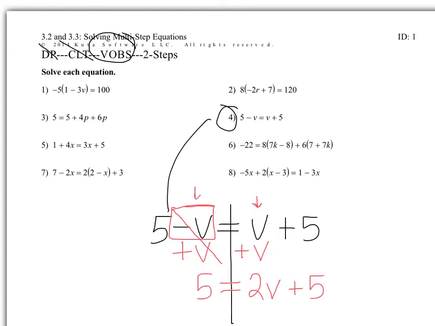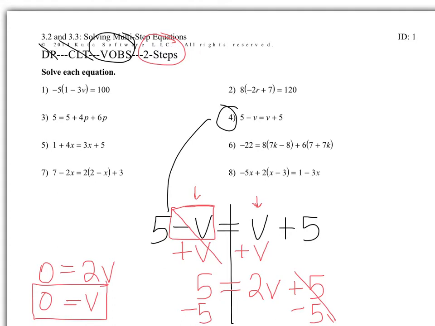So now I'm down to a two-step, and I'm going to complete this two-step by subtracting 5 on both sides, which gives me the equation 0 is equal to 2v, which means that v is equal to 0. And 0 is a very legal answer.